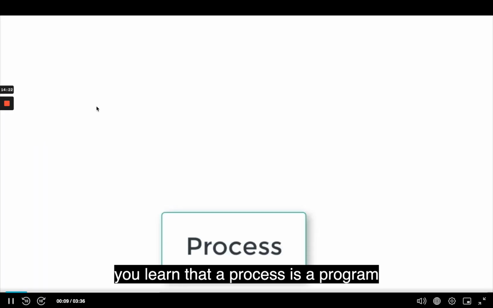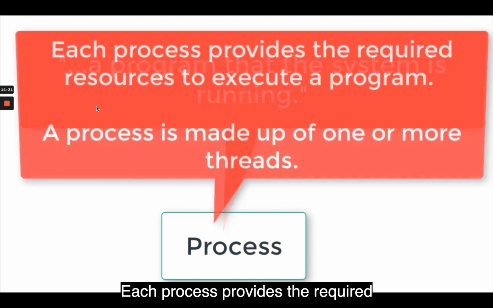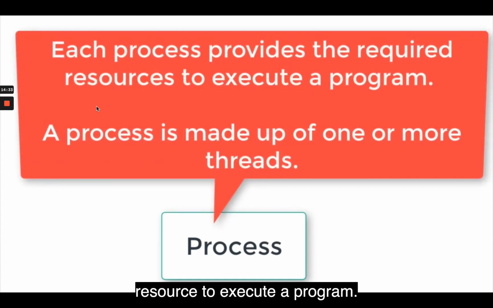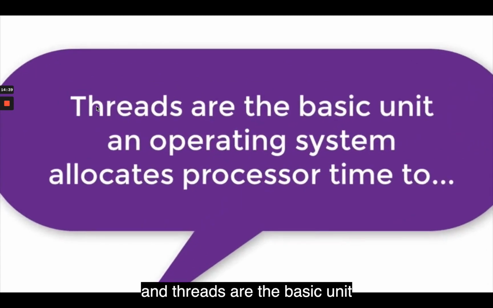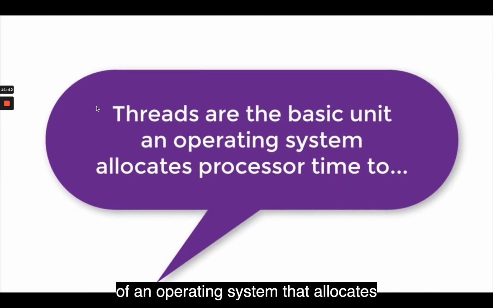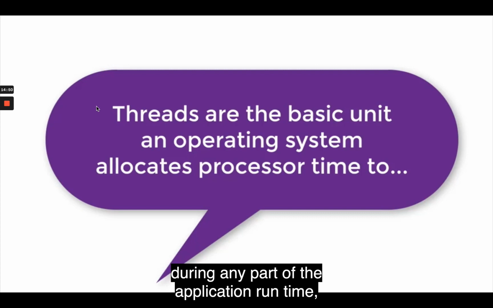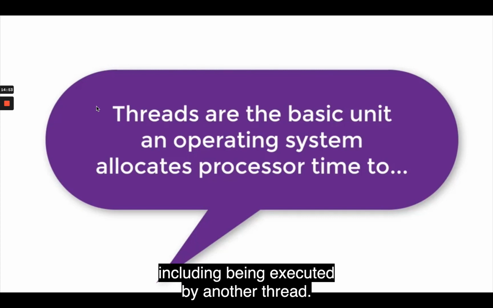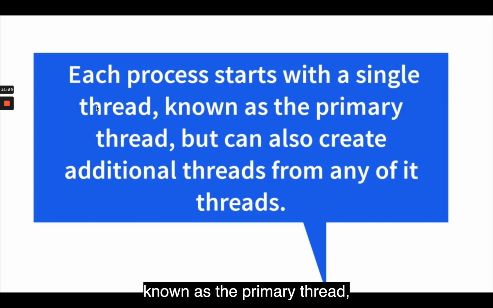In SecFun exam, you learn that a process is a program that the system is actually running at a specific time, right? So each process provides the required resources to execute a program. A process is made up of one or more threads, and threads are the basic unit of an operating system that allocates processor time to, right? So a thread can be executed during any part of the application runtime, including being executed by another thread. Each process starts with a single thread known as a primary thread, but you can also create additional threads from any of its threads as well, right?